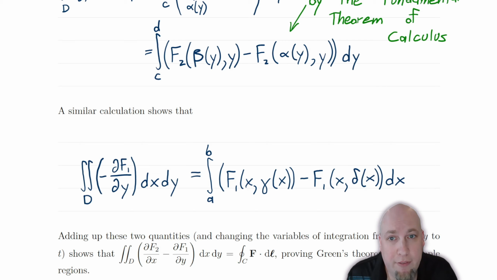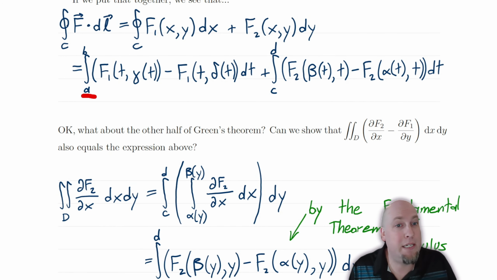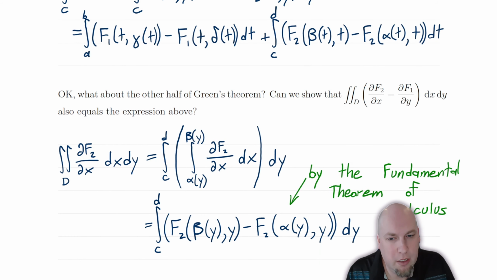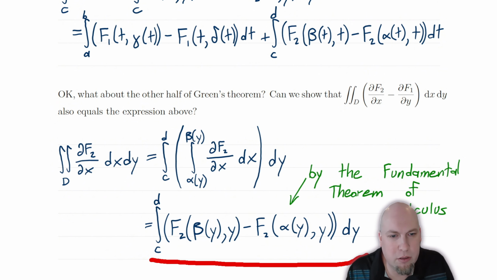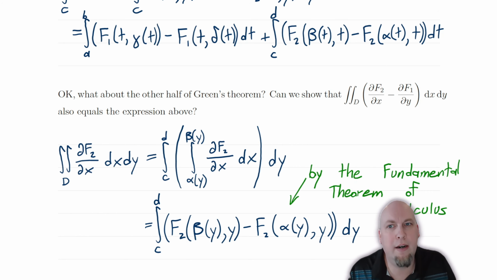Okay, and now I just squint really, really hard at what I've got, because I've basically got Green's theorem at this point. If I go back up to what I had, the vector line integral equaled this horrific junk right here. But let's focus on the second junk. It's an integral from c to d of f2 of beta of t, t minus f2 of alpha of t, t. That's exactly what I've got here. The only difference is what I called t up here is called y down here. But they're just real numbers. It doesn't matter what the variable of integration is called. This integral right here equals this integral over here.